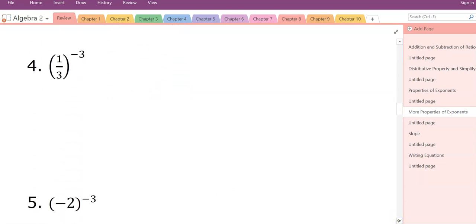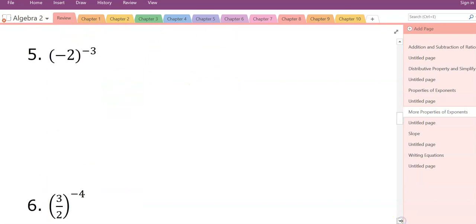So if you have a whole fraction like this one where it's 1/3 and you're raising it to the negative 3 power, you're going to take the whole reciprocal, which remember is when you flip the fraction upside down. So we have 3 over 1 to the 3rd power, which is the same thing as just 3 to the 3rd power, which is going to be 27.